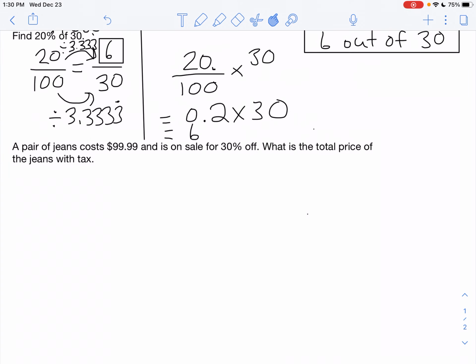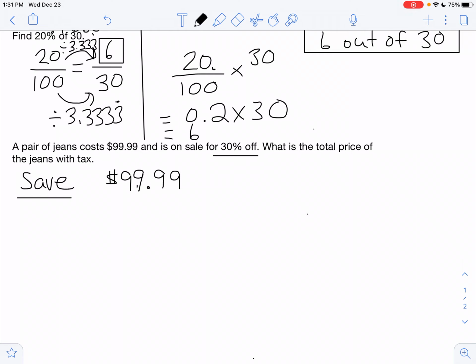Finally, we have this pair of jeans, and they cost $99.99, and they're on sale for 30% off. What's the total price of the jeans with tax? So there's lots of steps here. So first of all, we want to know, how much did we save? Okay, so our pair of jeans was $99.99, and we saved 30%. So we could do times, because we saw that we want 30% of $99.99. So we can do times 30 out of 100, because percentage means out of 100.